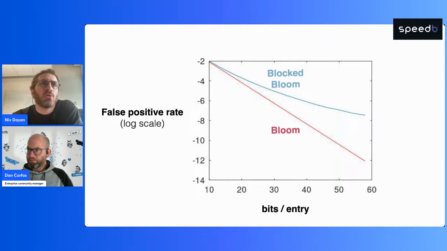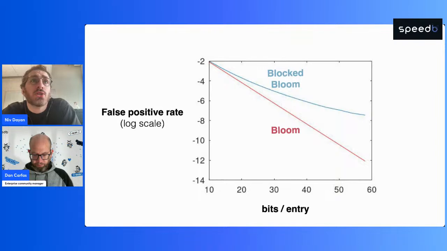Okay, so this picture really captures the problem with blocked filters. What it shows you is that, as we increase the number of bits per entry for the filter, a Bloom filter maintains a reasonable false positive rate, but block Bloom filters, because of the uneven distribution of entries across the different blocks, their false positive rate doesn't scale as well. And the reason is that the overflowing buckets really kind of damage your false positive rate.